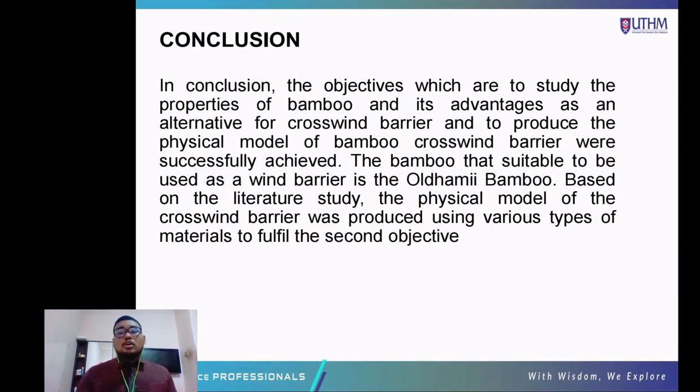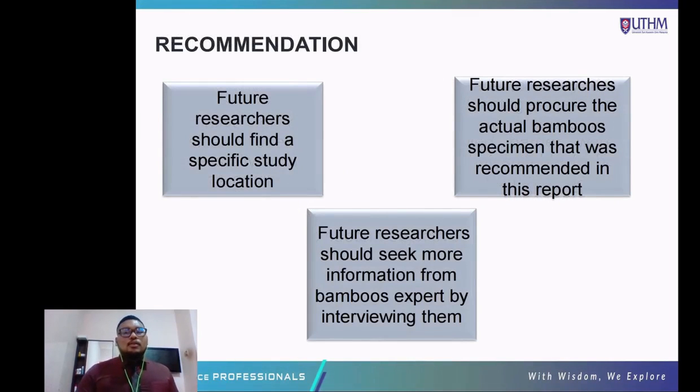In conclusion, the objectives, which are to study the properties of bamboo and its advantages as an alternative for crosswind barrier and to produce the physical model of the bamboo crosswind barrier, were successfully achieved. The bamboo that is suitable to be used as a wind barrier is the Oldhamii bamboo. Based on our literature study, the physical model of the crosswind barrier was produced using various types of material to fulfill the second objective. For the recommendation, firstly, future researchers should find a specific study location.